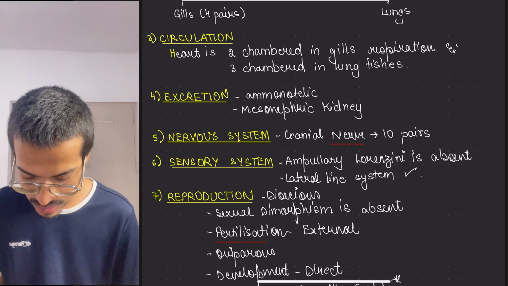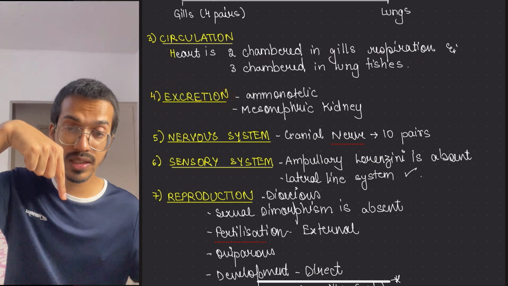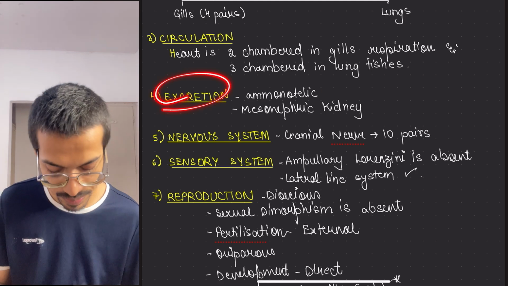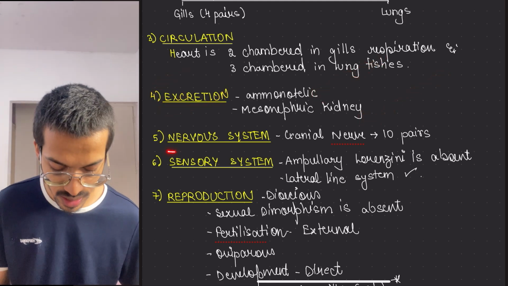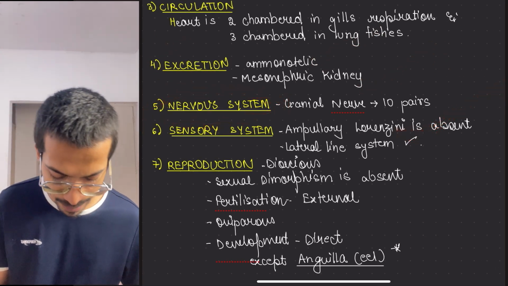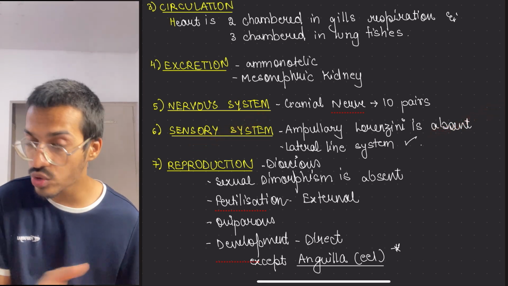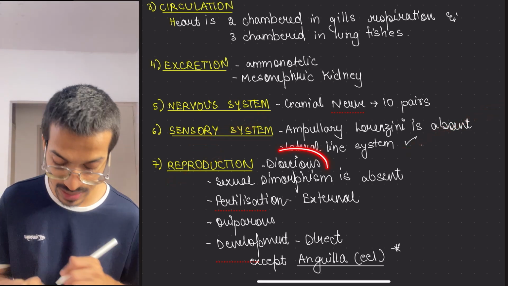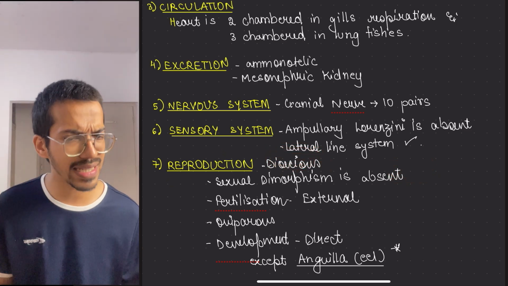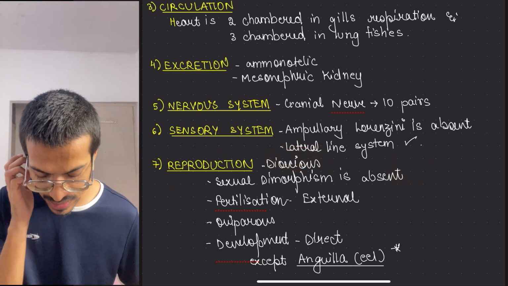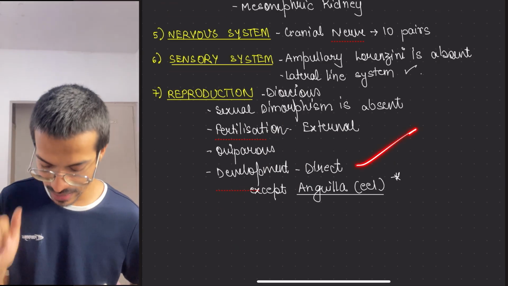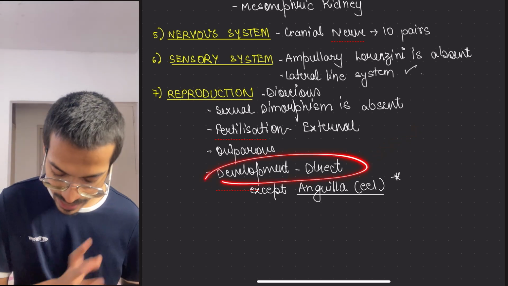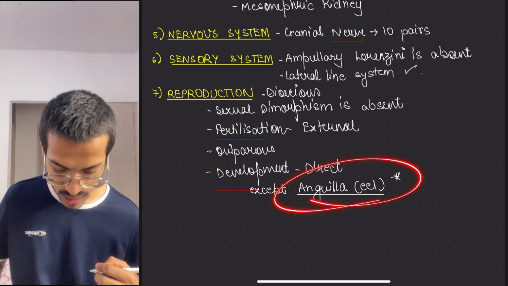Okay, then comes, oxygenated blood becomes deoxygenated. We will learn it, don't worry. Okay, then comes the excretion. It is ammonotelic, mesonephric kidneys. Nervous system, 10 cranial nerves. Sensory system, ampullae of Lorenzini are absent, but the lateral line is still present in them. Reproduction, they are dioecious. Sexual dimorphism is absent. Fertilization is external. Oviparous, and oviparous means they lay eggs. Development is direct, except in the eel.